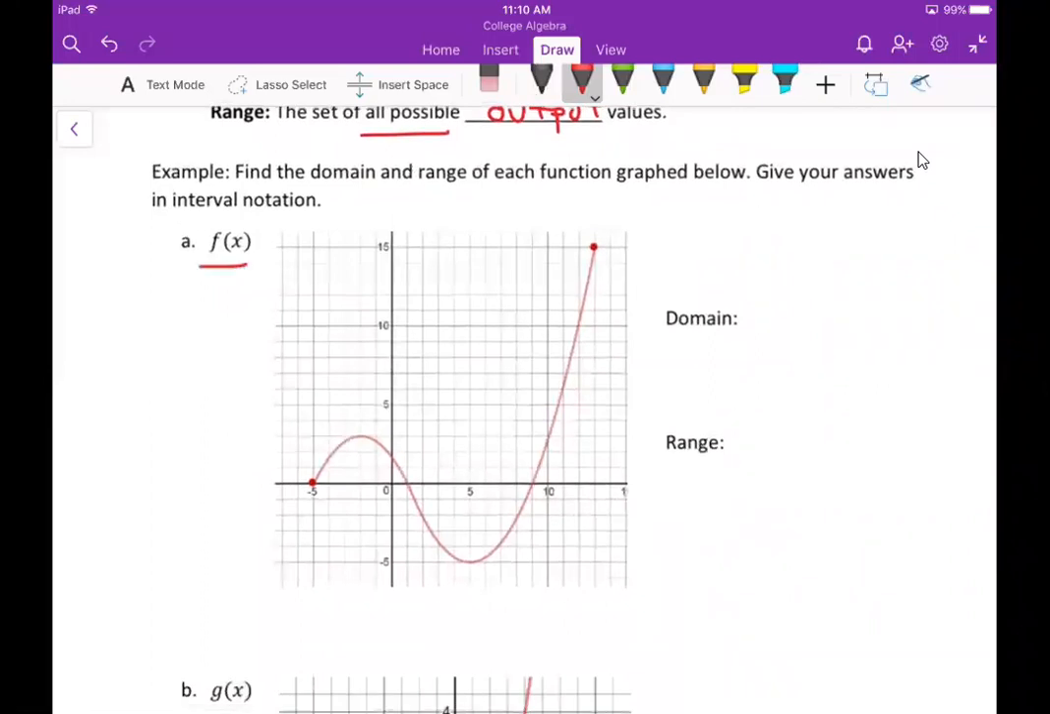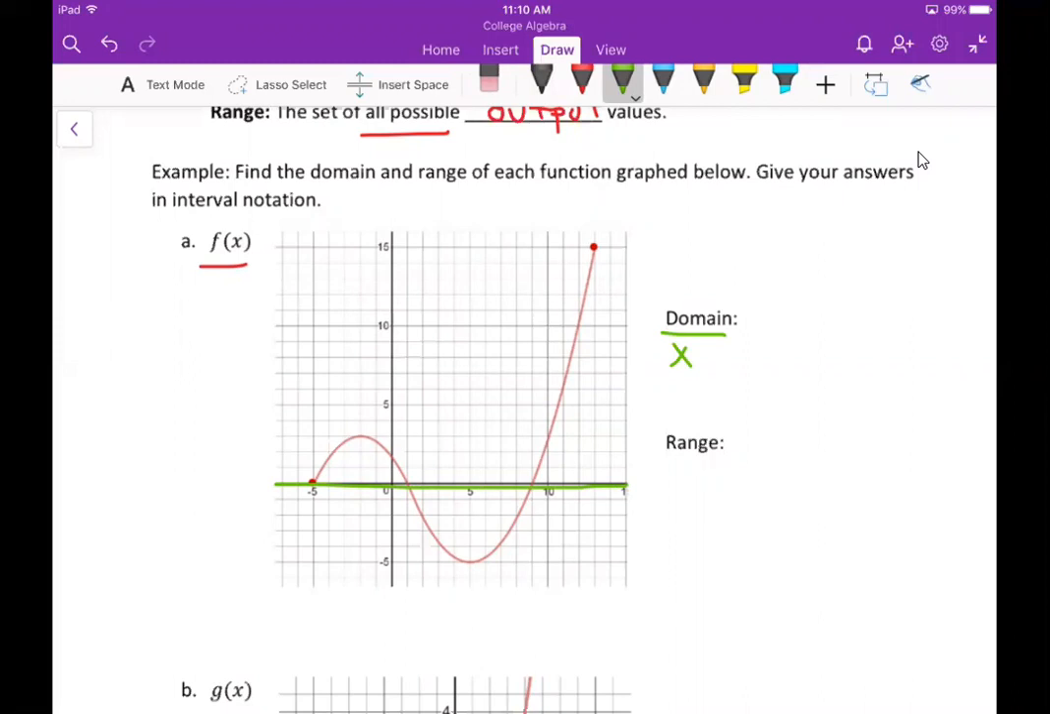So here's a function, it's being graphed here. We can see by these points right here that the graph stops at these points and does not continue on. There are not arrows at the end of that graph. That's important when thinking about where our possible input and output values are. Now here, remember, for domain, we're thinking about input values. That means we're thinking about our x-axis.